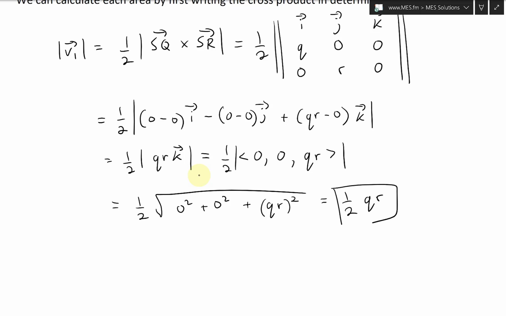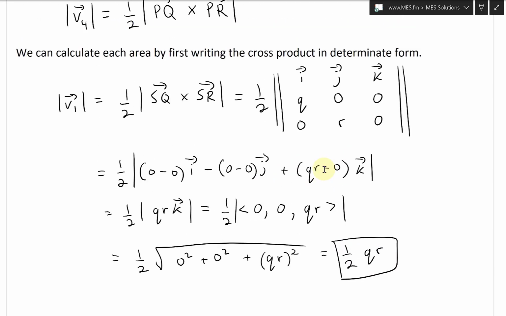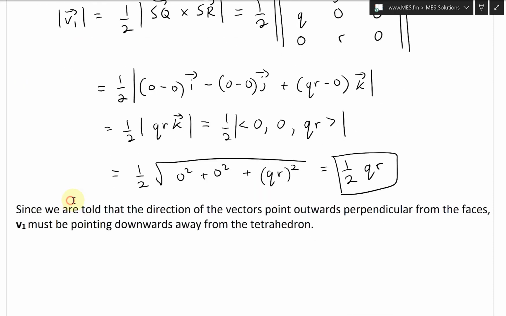So that is the length of the component. And note that it only has value in this Z component. So that's the only part it has, and the length of that is going to be, well, 1/2 QR, and you can just multiply that inside. And now if we look at the direction, and that's where I've written here. So since we are told that the direction of the vectors point outwards, perpendicular from the faces, then the vector v1 must be pointing downwards away from the tetrahedron.